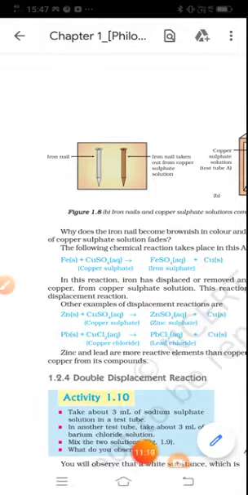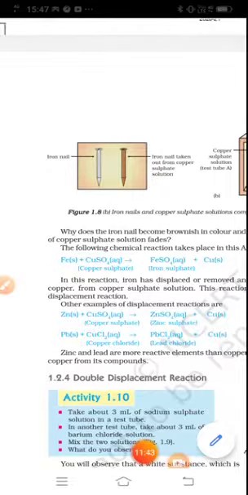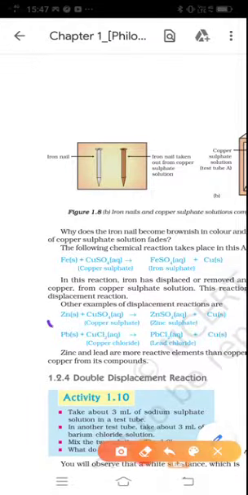Someone will displace another. There is a displacement of one element by another. Zn will be displaced by copper, and copper will be displaced by Zn. This is the reaction: Zn plus CuSO4 combine to form ZnSO4 with Cu. Zn combines with SO4 to form ZnSO4, and Cu is released in the medium alone.